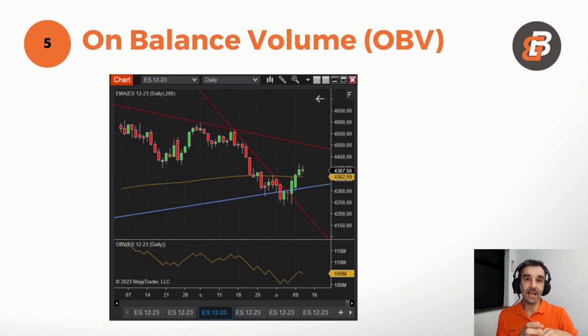But when having a negative close, if we have a close lower than the previous one, then we subtract that volume. So as you can see here, this curve represents the balance. It's really interesting to, for example, confirm trends. If you have a downtrend and the OBV is also making a downtrend, such as we are seeing here, then it's interesting because the OBV confirms the downtrend. The same for the uptrend.